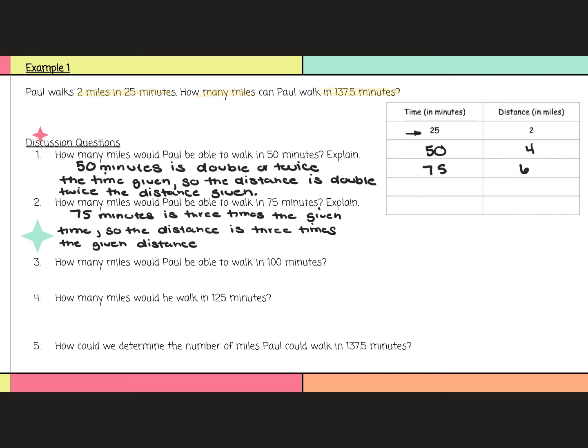Now it's asking how many miles would Paul be able to walk in 100 minutes? We can see that 100 minutes is 4 times the original time they gave us of 25 minutes. Therefore, the distance would be 4 times as many, so that would be 8. He could walk 8 miles in 100 minutes.